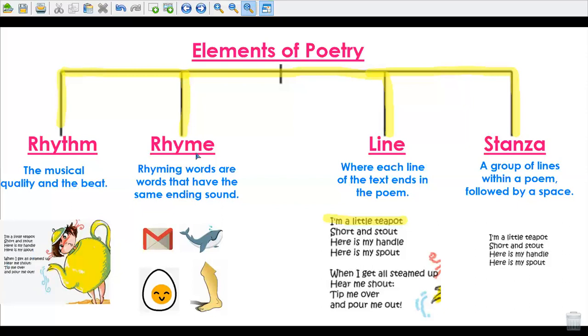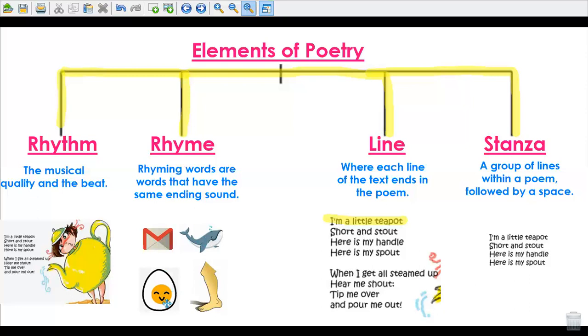Our next element of poetry is rhyme. And rhyme is what we have been doing since kindergarten. Rhyming words are words that have the same ending sound. So for example, if you've ever read Cat in the Hat, oh my goodness, a lot of his books have rhyming words. Like cat and hat, they both end with the at sound. What about this one? We have male and whale. They both have the ale sound at the ends. We have egg and leg. Egg and leg both have the same ending sound.